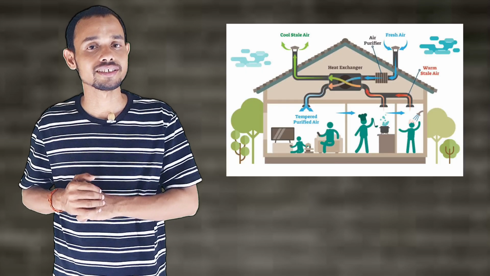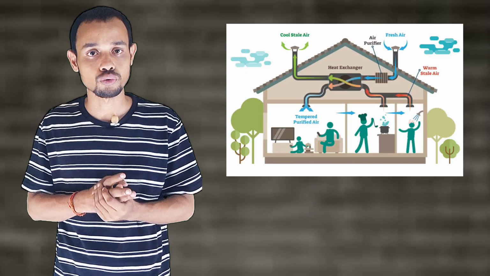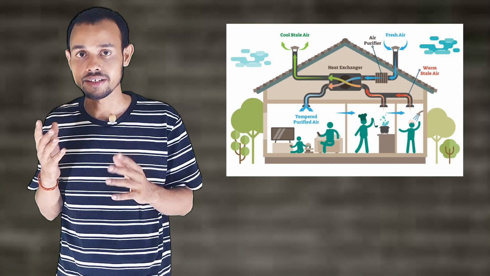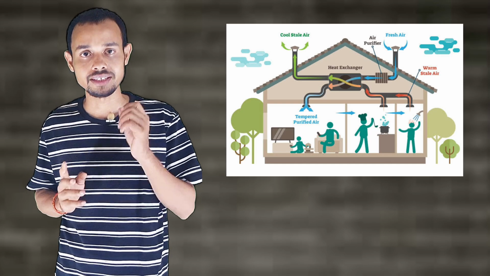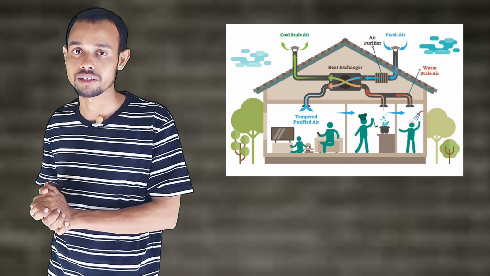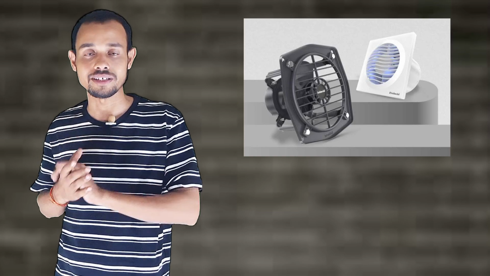So let's get started and see the mechanical ventilation. It uses fans, ducts and blowers to bring the fresh air in and remove dirty air. This system is more effective, especially in the commercial and the industrial buildings. And third is exhaust ventilation. So what is exhaust ventilation?